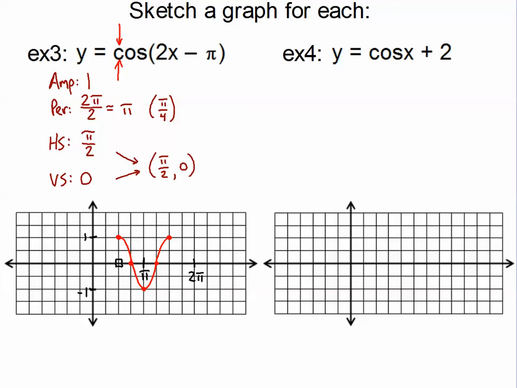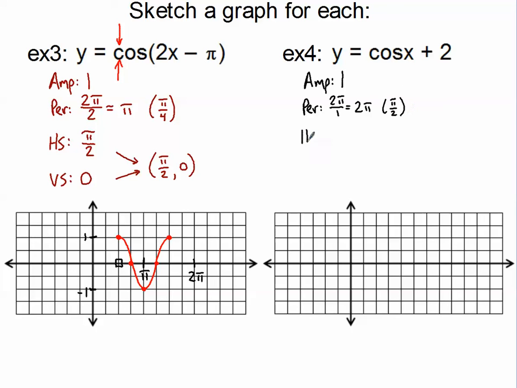Okay. And example number 4. Let's find our amplitude. Boring, our amplitude is still 1. That's what we did last tutorial, which is why I'm not changing amplitude much in this tutorial. Our period, we need to figure out what b is, and b is just a 1 again, so it's just 2 pi divided by 1, which we all know is 2 pi.